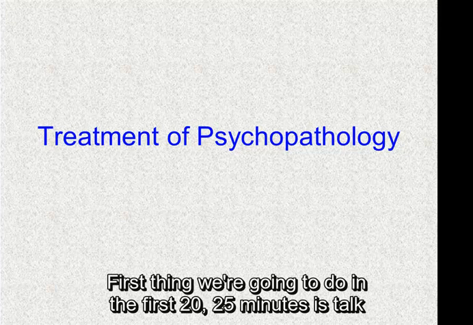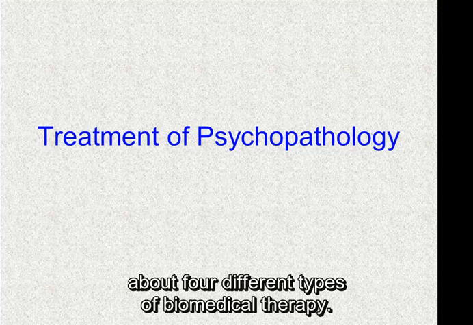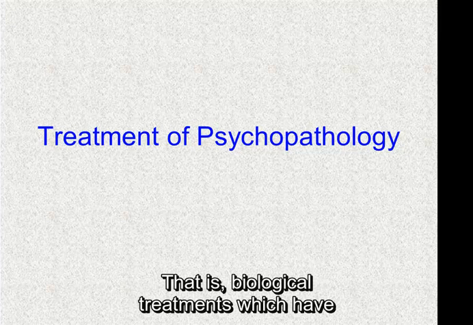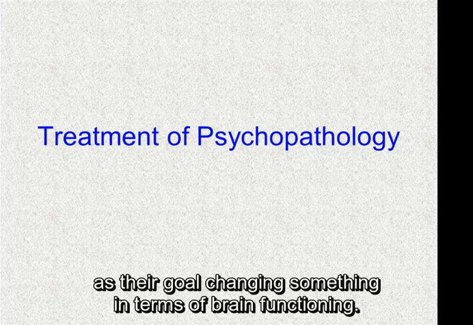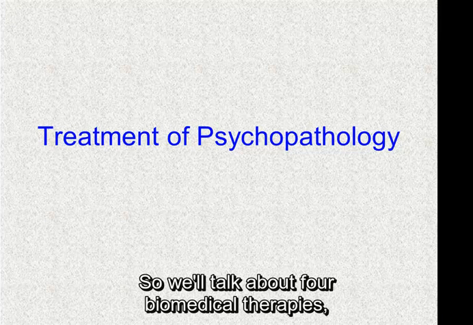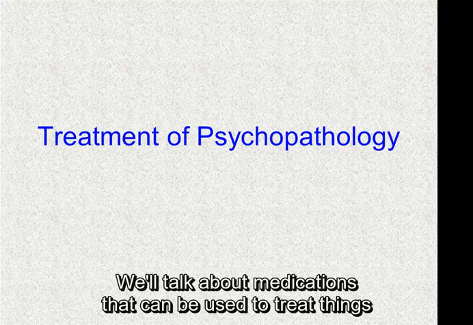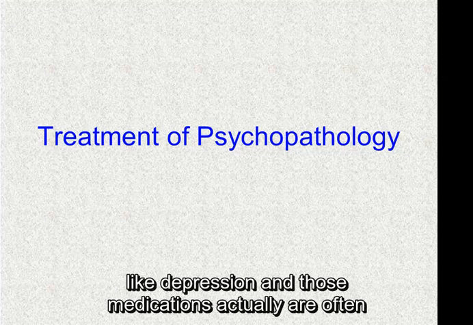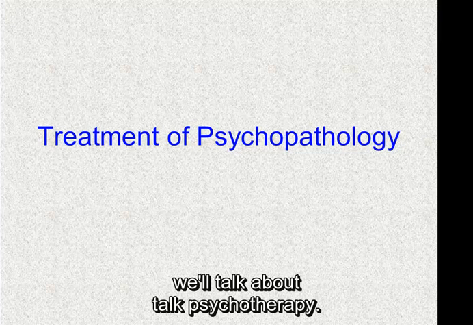First thing we're going to do in the first 20, 25 minutes is talk about 4 different types of biomedical therapies, that is biological treatments, which have as their goal changing something in terms of brain functioning. Okay? So we'll talk about 4 biomedical therapies, and that will include medications. We'll talk about medications that can be used to treat things like depression, and those medications actually are often used as well for anxiety. After the biomedical therapies, we'll talk about talk psychotherapy.